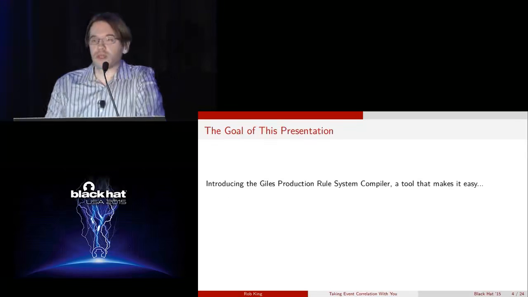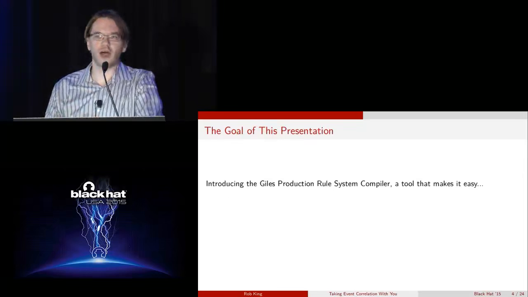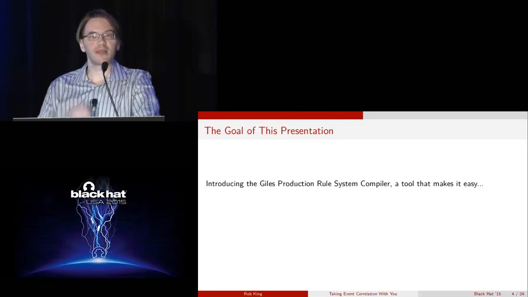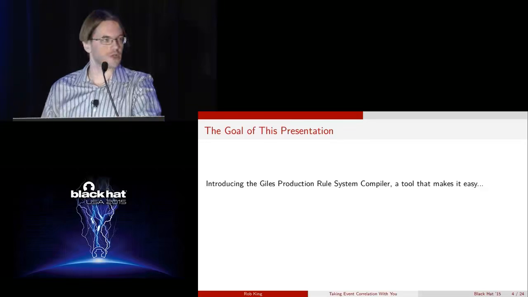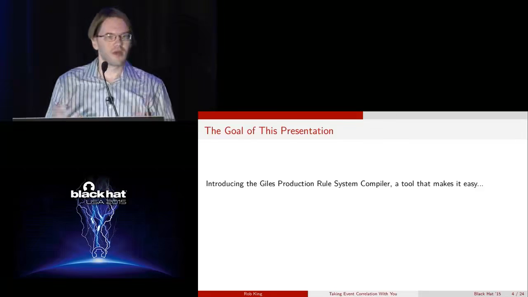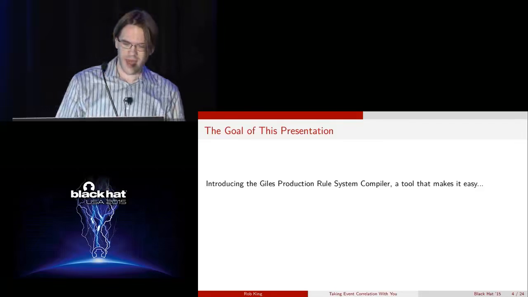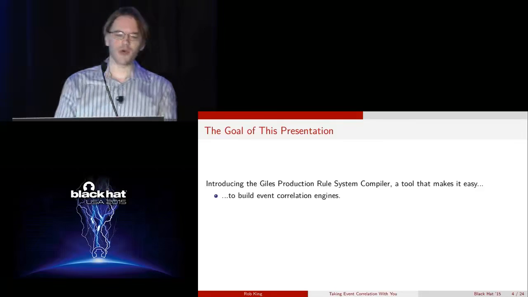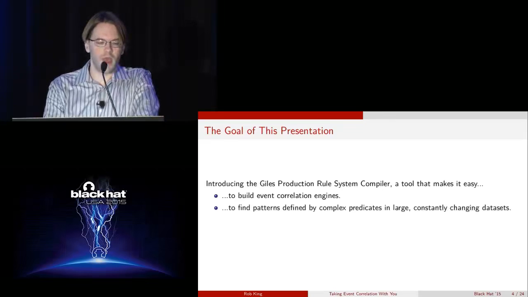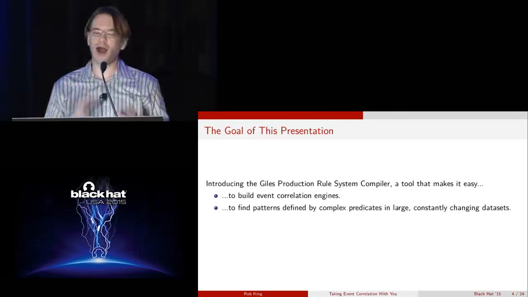And the goal of this presentation specifically is to introduce a new open source tool called Giles. Giles is a compiler that makes it easy to build event correlation engines. Giles itself is not an event correlation engine. It helps you build event correlation engines. It's a teach someone to fish versus giving them a fish kind of metaphor. So it makes it easy to build the kind of event correlation engines that we're talking about, and it makes it easy to find patterns defined by complex predicates.